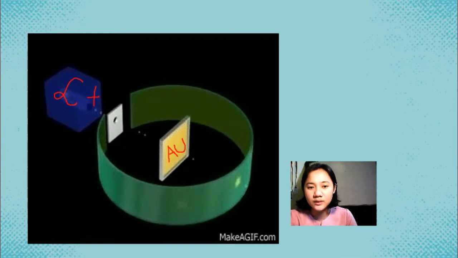Now, since this is a positively charged particle, that means the particles that will pass through there are all positively charged. So, Rutherford predicted that most of the alpha particles would pass through the thin sheet of gold. So that was his prediction.